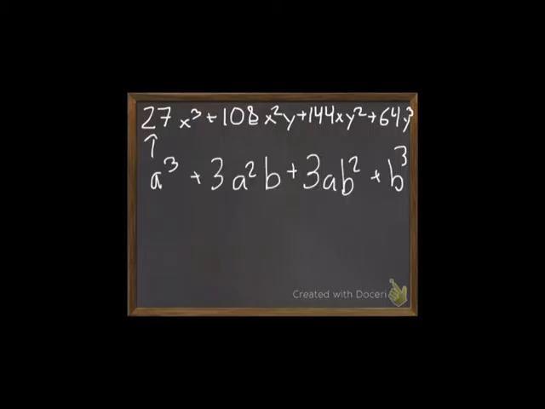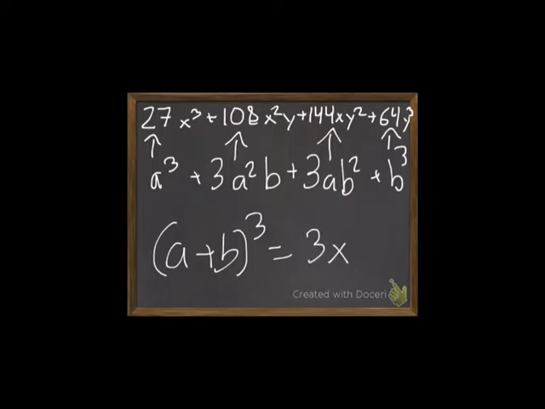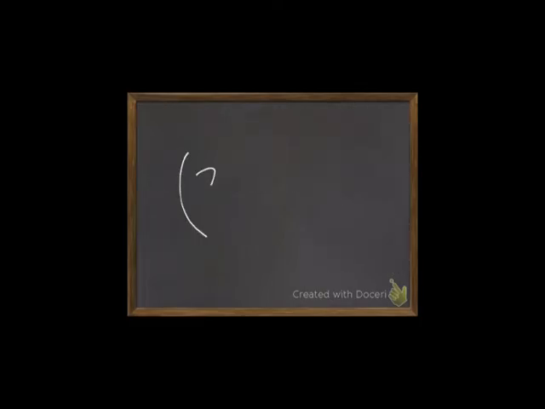We see that every aspect of the formula concords with the problem, so the only thing that we need to do in this case is a plus b cubed, where a will be equal to 3x, and b will be equal to 4y, which will be a square. So our answer will be 3x plus 4y cubed.